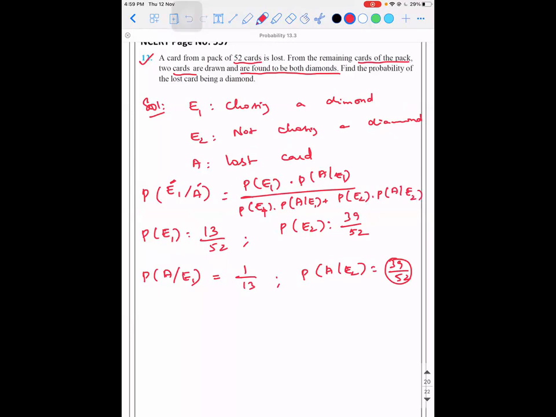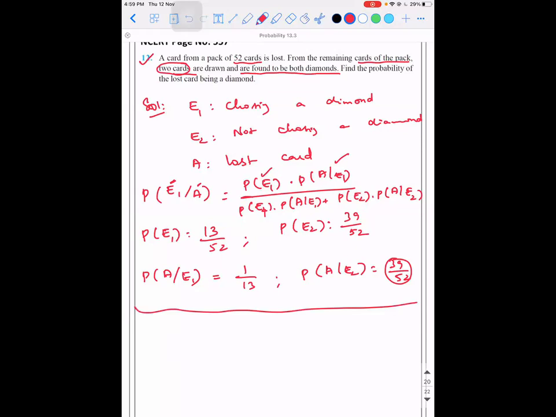So probability of E1 is choosing a diamond. Probability of A given E1 means the probability that it's a lost card and you have chosen a diamond. So this is where we need to think. What are you doing? You're drawing 2 cards from the deck. From the deck of how many cards? 52 cards. So it's a process of selection, right? So this question, I think I'll get back to this. I need some time.